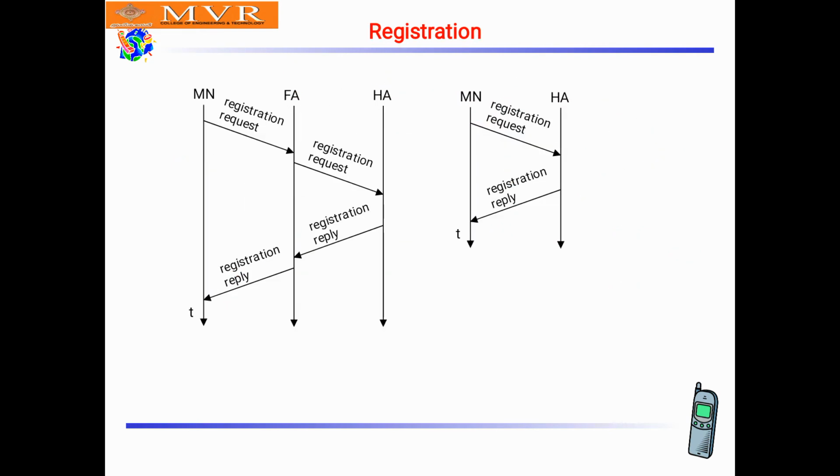Next, how the registration will be applicable. The registration is based on the terminologies of mobile networks: MN means mobile node, FA means foreign agent, HA means home agent. So this is the form of registration. Here the sequence diagram will be given.